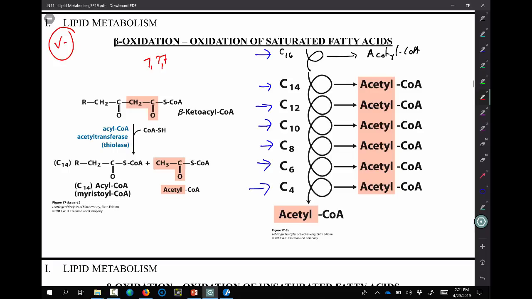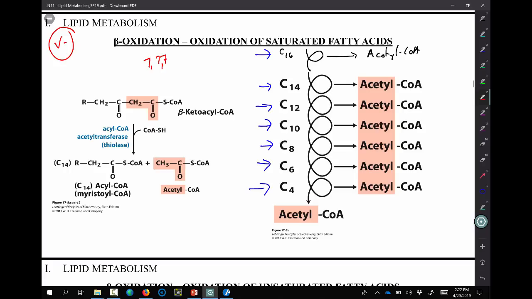So 7 rounds. Each round produces an NADH, and each round produces an FADH2. I'm sorry. Right. So it will have a total of 8 acetyl-CoAs though. And then those 8 acetyl-CoAs can go on and make 24 NADH, 8 FADH2s, and 8 ATP in the citric acid cycles. And that will be for, of course, a 16 carbon fatty acid. Any questions on that? Sorry, I screwed you up on that one.